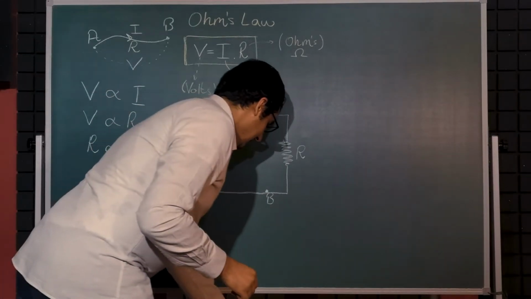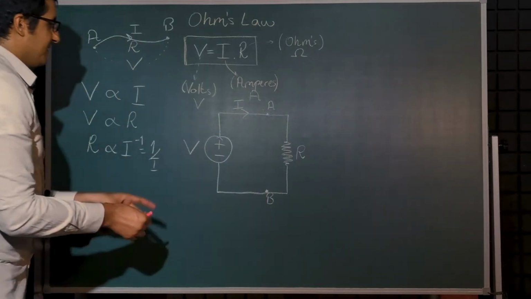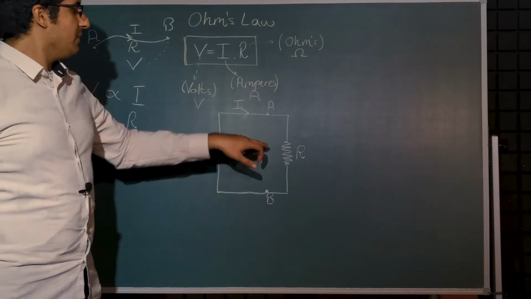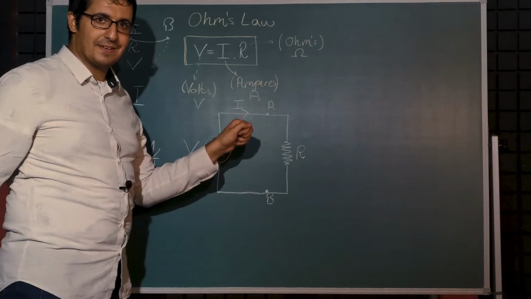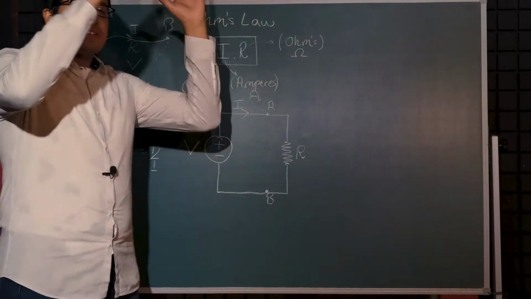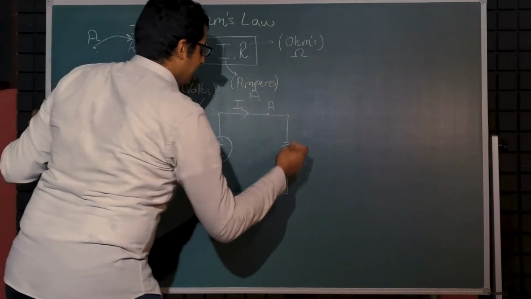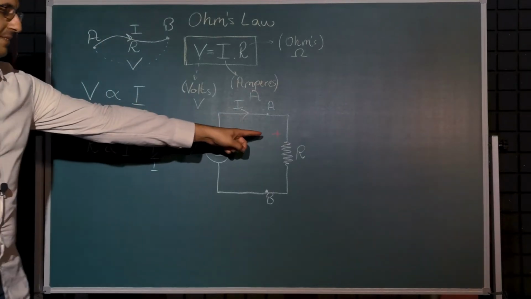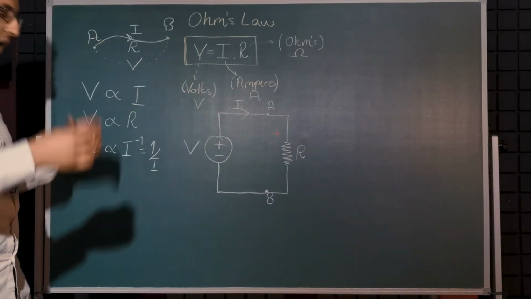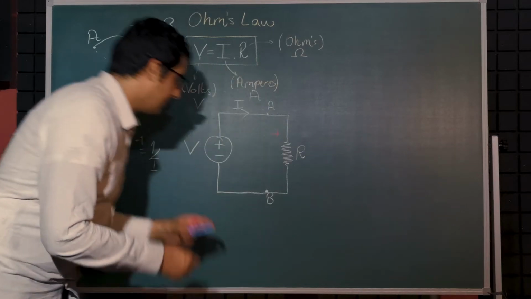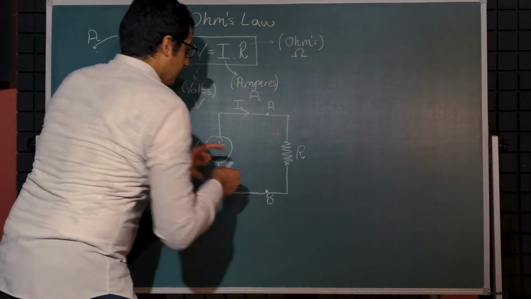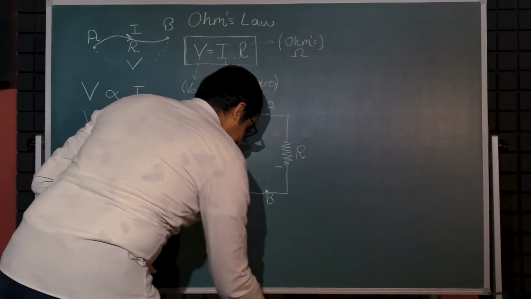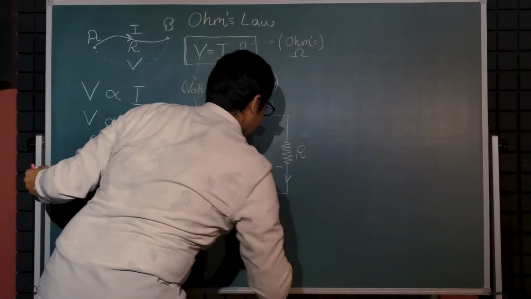When our current reaches point A and enters the terminal of the resistance, it will have the highest energy that it can have, which can be represented by a red plus sign, to indicate that the voltage is positive and high. The energy is positive and high. And the negative terminal is where our current exits this resistance, I.